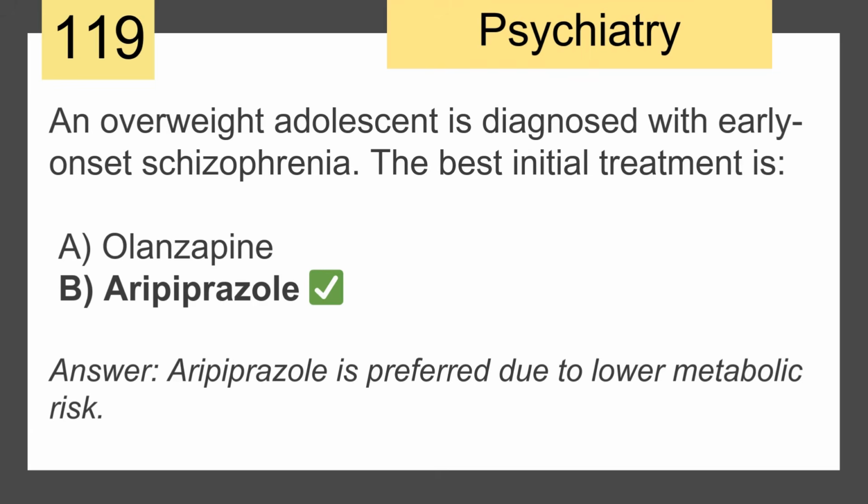Question 119. An overweight adolescent is diagnosed with early onset schizophrenia. The best initial treatment is aripiprazole. Abilify is preferred due to low metabolic risk, as opposed to olanzapine, which is associated with increased weight, and this patient over here is already overweight.